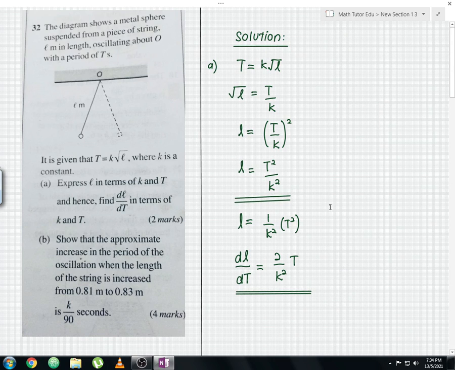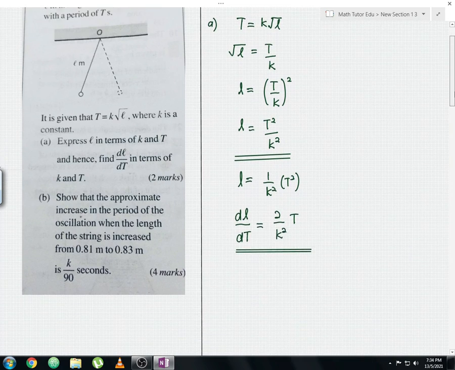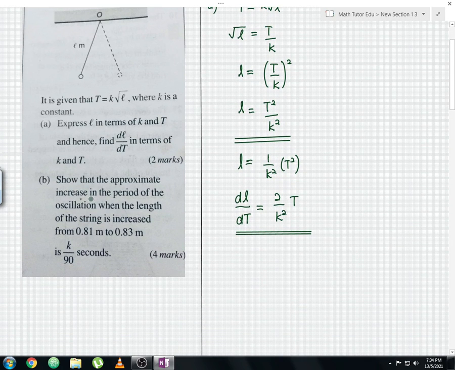Okay, so I hope you understand the full working that I've shown to you for the question part A. Let us proceed our discussion for the question part B, where we need to show that the approximate increase in the period of the oscillation when the length of the string is increased from 0.81 meter to 0.83 meter is k over 90 seconds. Okay, so part B question is involving the approximation concept.